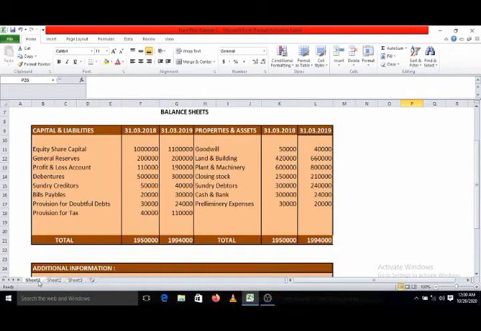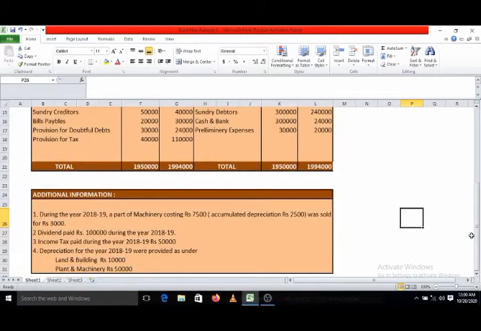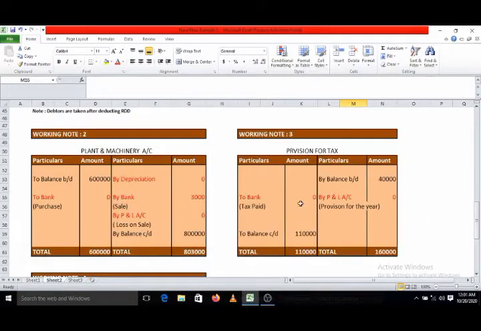Now after that, what additional information is available with us? Go to the additional information. Check out information number 3. Income tax paid during the year 18-19 rupees 50,000. Means during 18-19, that is in the second year, income tax of rupees 50,000 is paid. So income tax paid, what is the entry? Provision for tax account debit to bank account. So on the provision for tax account debit side, we will write 50,000 as a bank. That is income tax paid during the year.